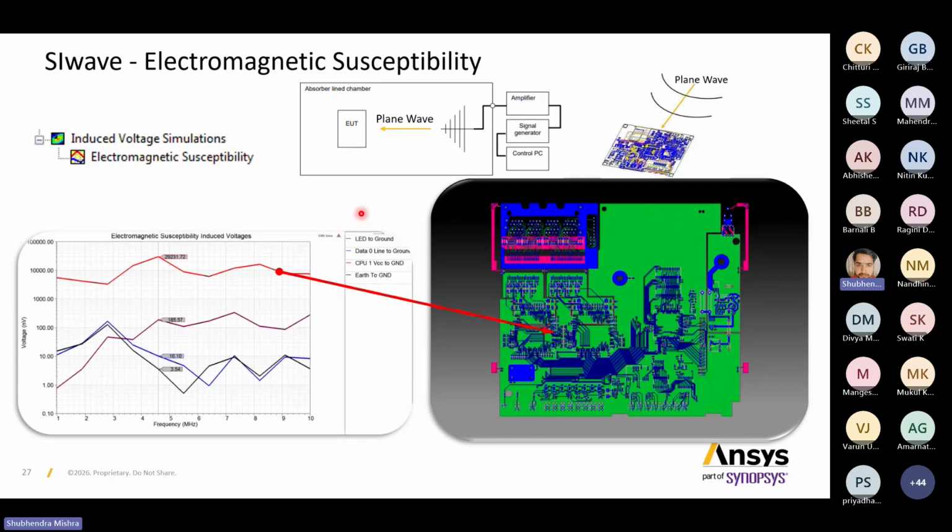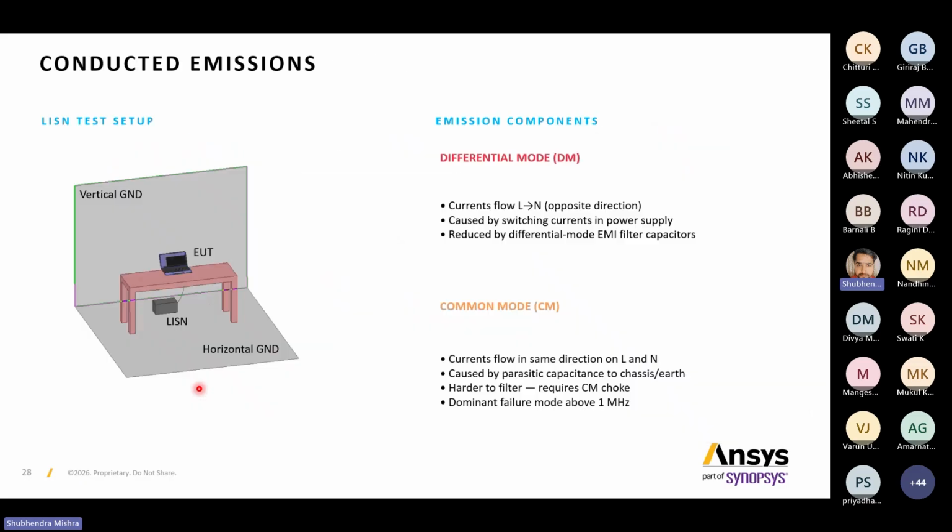Now, when I talk about the multiple EMC tests, the first test I'm going to explain is the electromagnetic susceptibility test, where in the simulation phases I will incident a plane wave on the PCB board. Then I will analyze how voltage varies with respect to frequency at the LED to ground, at data 0 to ground, at CPU1 to VCC to ground, and R to ground. All those things are measured here. With the help of that, we can analyze the susceptibility test for that PCB.